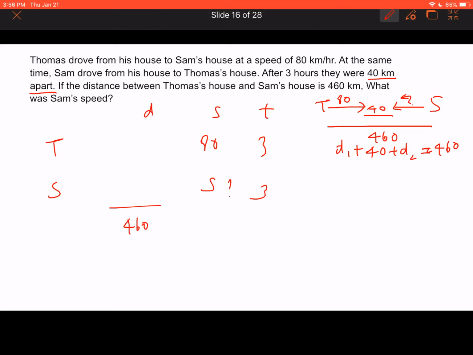So how will you find D1? It is 80 times 3, right, plus 40, plus what is D2? It is S times 3, right, which is equal to 460. Okay, by solving, we can find S is equal to 60 kilometers per hour. So Sam's speed is 60 kilometers per hour.